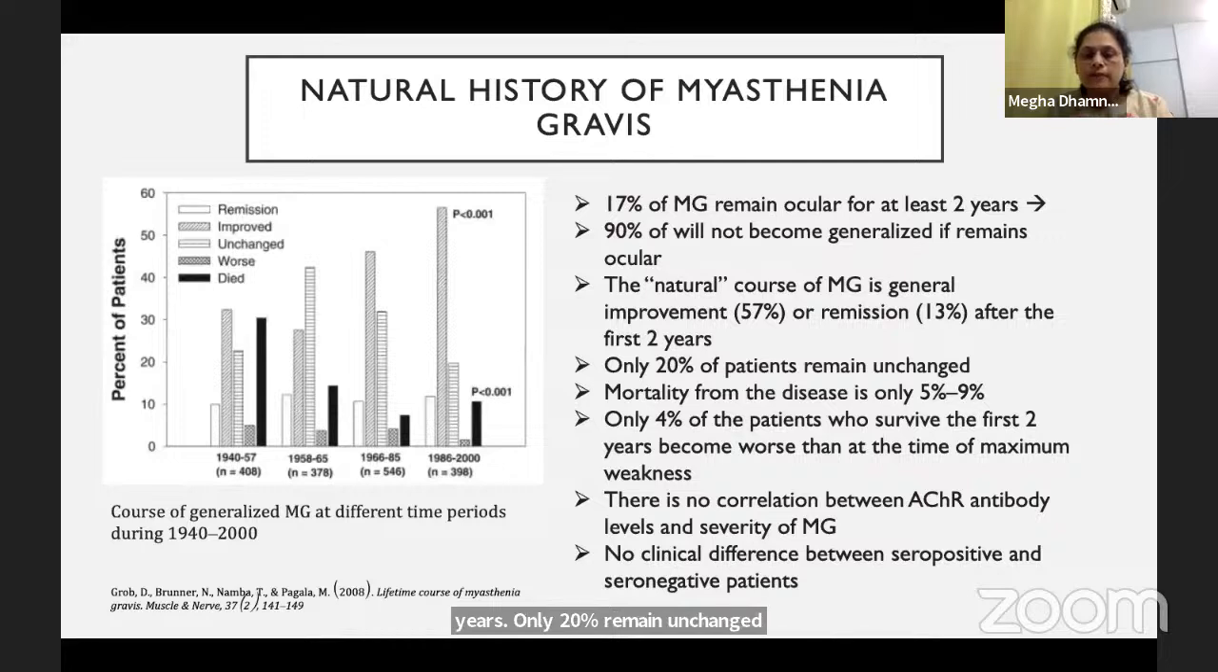Mortality from the disease is very small, 5 to 9%. Only 4% of those who survive the first 2 years become more severe than at the time of maximum weakness. Now, there is no clinical correlation between the acetylcholine receptor antibody levels and the severity of myasthenia. These points are important for us to remember when we are treating a patient, because most often the question comes, should we correlate, should we do acetylcholine receptor antibodies? So these points are important for us in patients with myasthenia gravis.